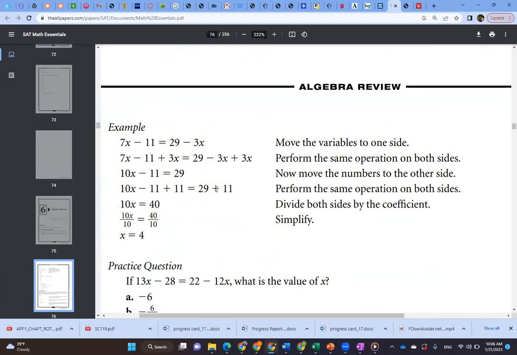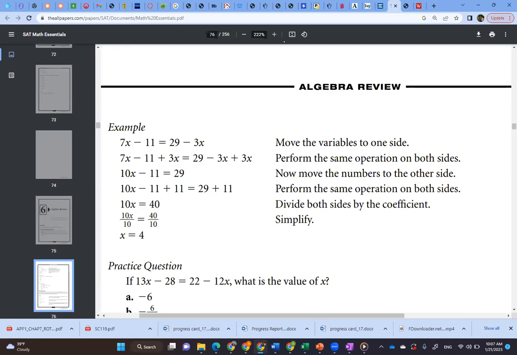sometimes like we did last time, the equation is given and then another expression is given to find the value of the variable. So let us learn first how to solve the equation, and then we're gonna answer one of the bracket questions. So for example, if you have an equation like 7x minus 11 equals 29 minus 3x, and you need to find the value of x.